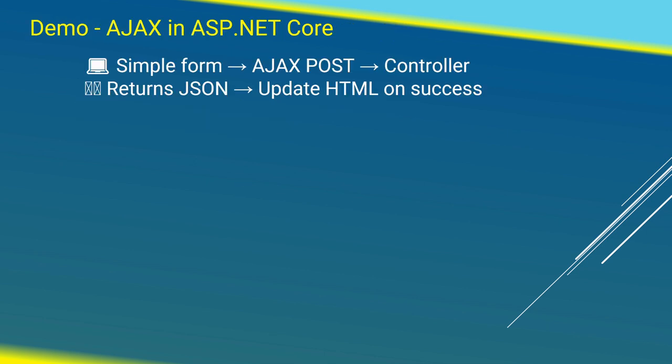Let us now demo an AJAX call in ASP.NET Core. A user submits a form, the JavaScript intercepts it and sends the data to the controller. The response comes back as JSON and updates the page.